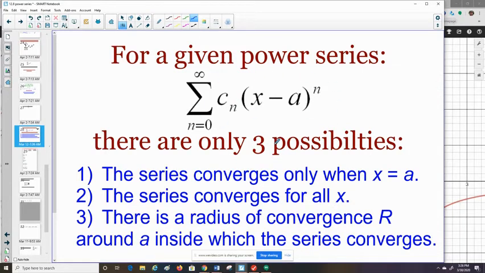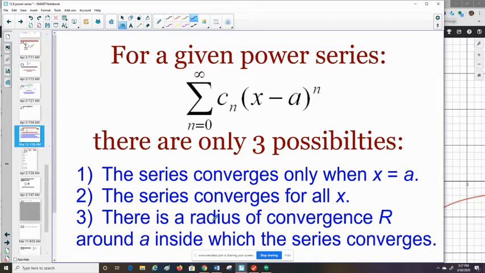There are only 3 possibilities for where this series is going to converge. It may only converge at that specific point, which if you take a look at this, if x is equal to a, x minus a is 0, and you've got the very boring series 0 plus 0 plus 0 plus 0, which technically converges, but that has to be a case that we consider. Second case is that it converges for all x.